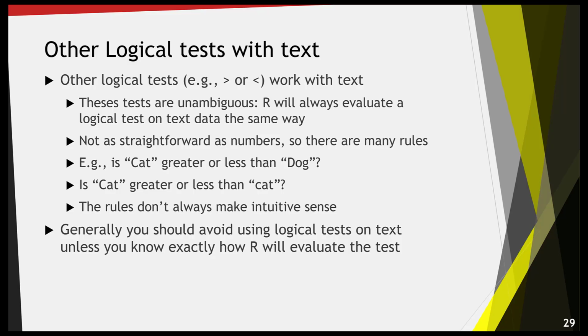These tests are unambiguous. R is always going to evaluate a given logical test on two pieces of text data the exact same way. This is not as straightforward as numbers, so there's a lot of rules that R has to follow. For example, is cat greater than or less than dog? But is cat with a capital C greater than or less than cat with a lowercase c? They're certainly not equal to each other. So these rules don't always make intuitive sense. My advice is you should generally avoid making logical tests on text unless you know exactly how R is going to evaluate the test.